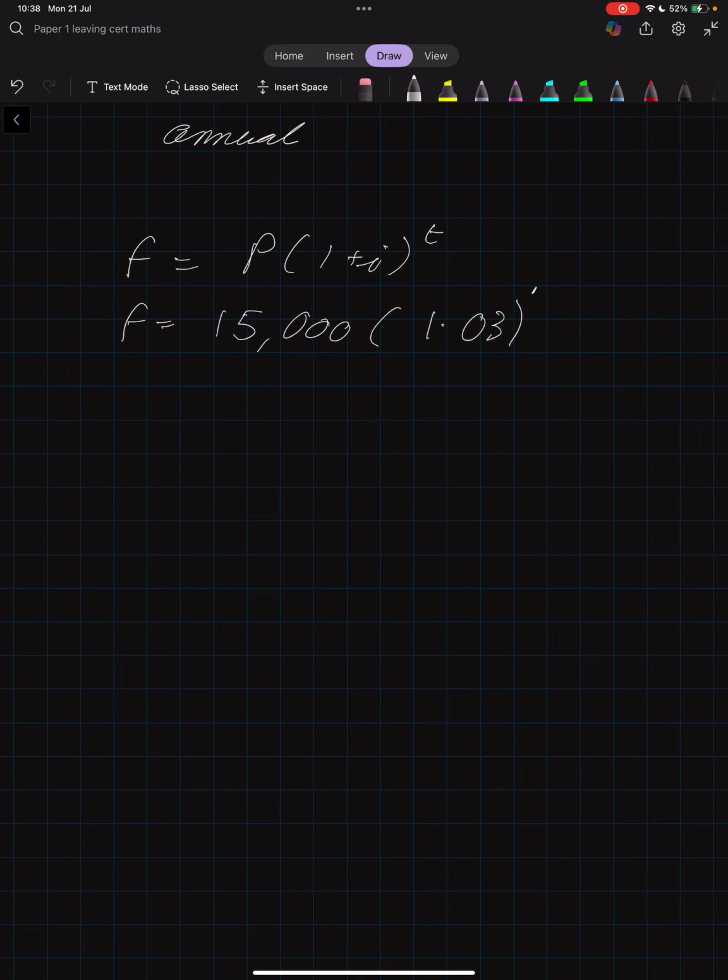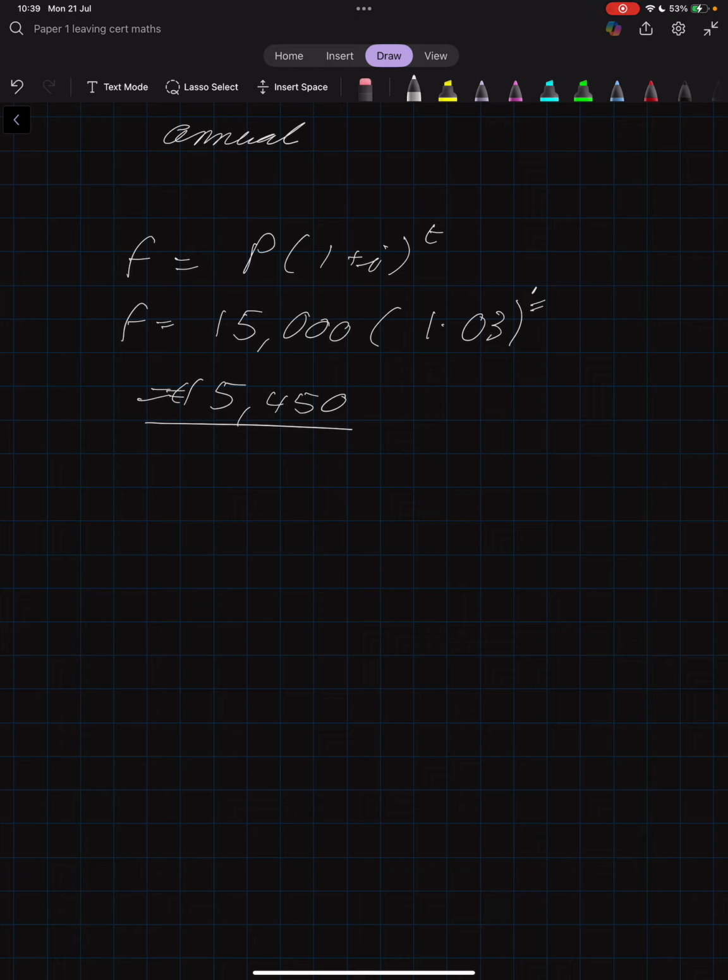If they said that the interest rate is 3% per month, then here I would have a 12 instead of a 1, because that means I'd have to do it in months, not years. So just be careful with that. Plug this into your calculator, and you get 15,450 euro. And that's that.